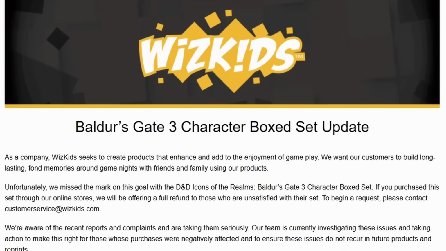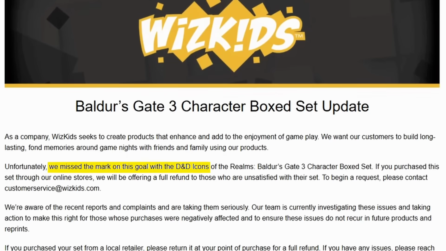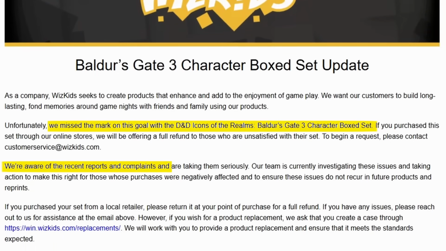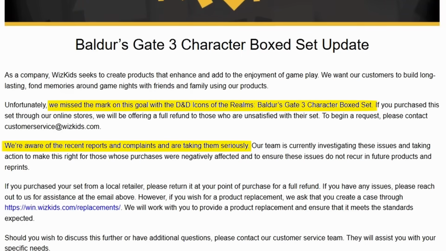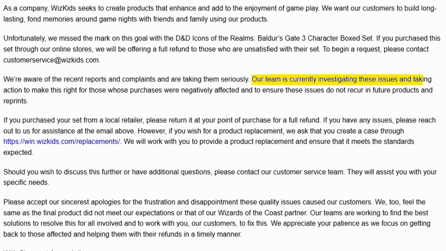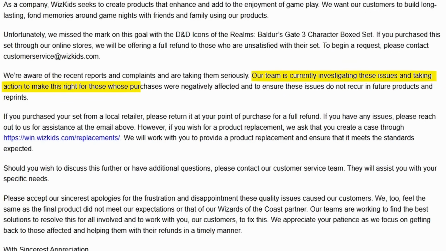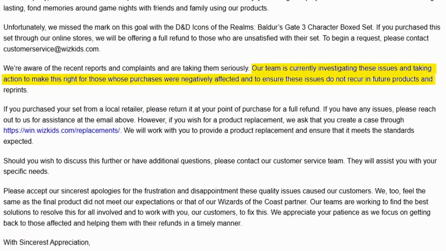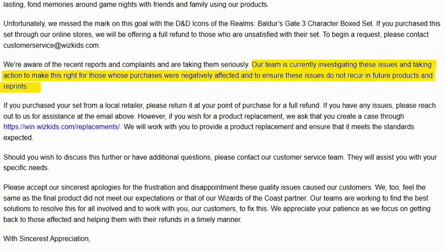They even issued a statement saying that they missed the mark with the D&D Icons of the Realm set, and that they are aware of the recent reports and complaints and are taking them seriously. In fact, they are currently investigating these issues and taking action to make this right for those whose purchases were negatively affected, and to ensure these issues do not recur in future products and reprints.